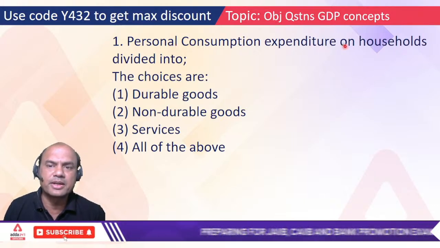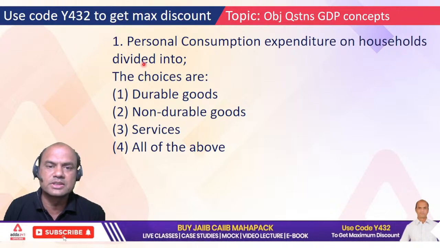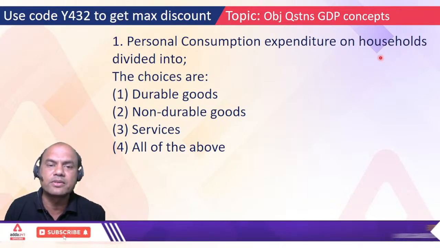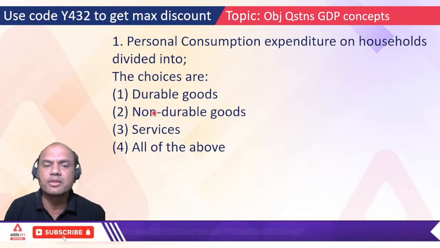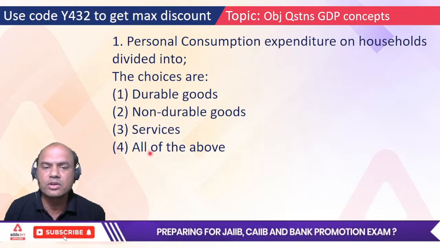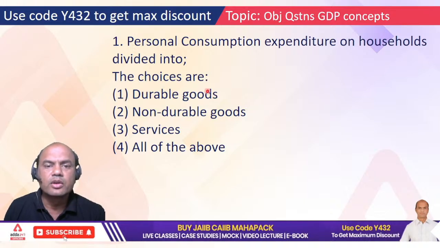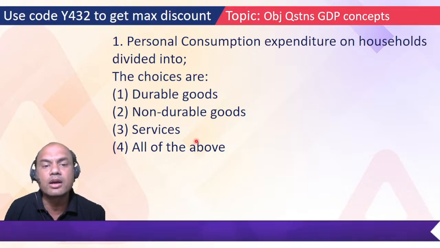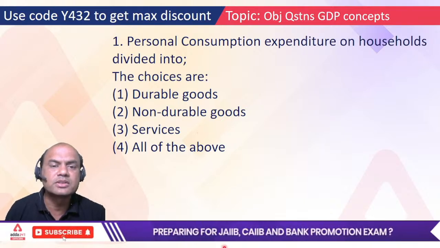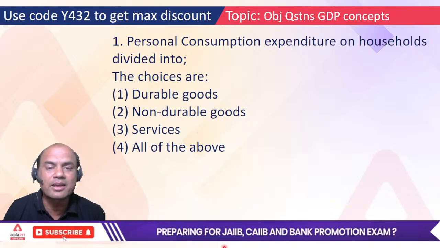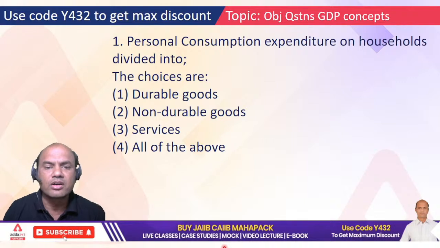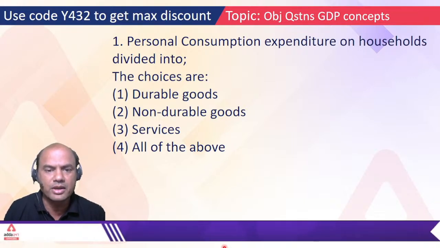Personal consumption expenditure on households, it's divided into, means consumption is divided into what? Durable, non-durable, services, all of the above. Okay, what are durable goods? Durable goods means those which last longer. Last longer means you can call anything, television, bike, car, or a refrigerator, any good which is kept for a longer period.